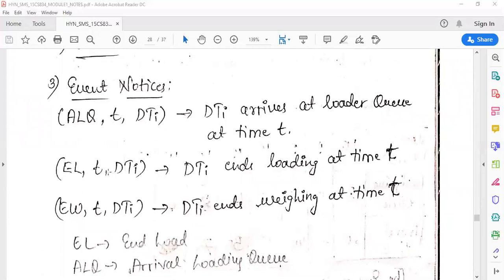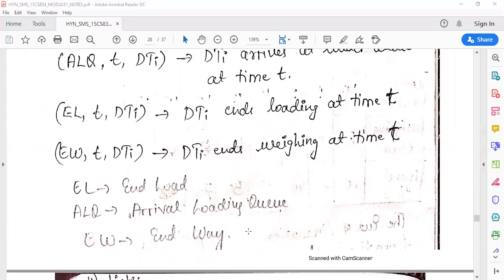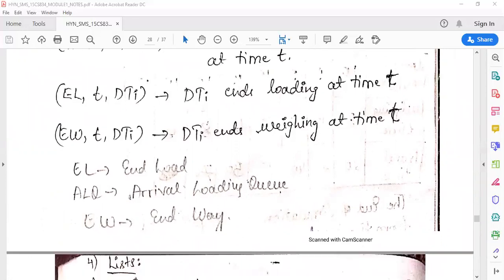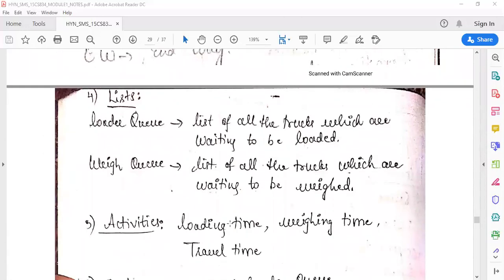EL, T, DTi means dump truck i ends loading at time T. EW, T, DTi means dump truck i ends weighing at time T. So like this, we will be writing the 3 event notices: EL stands for end load, ALQ stands for arrival at loader queue, and EW stands for end weigh. Weigh is nothing but weight.